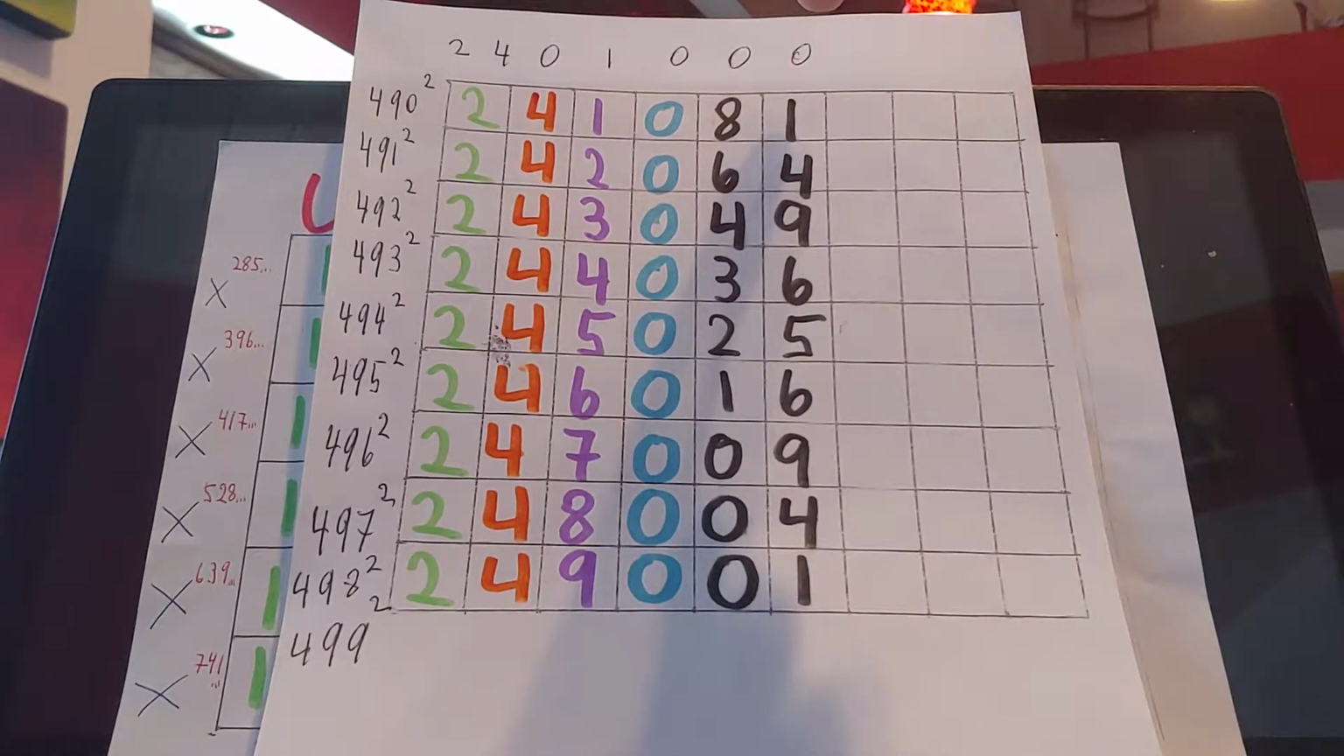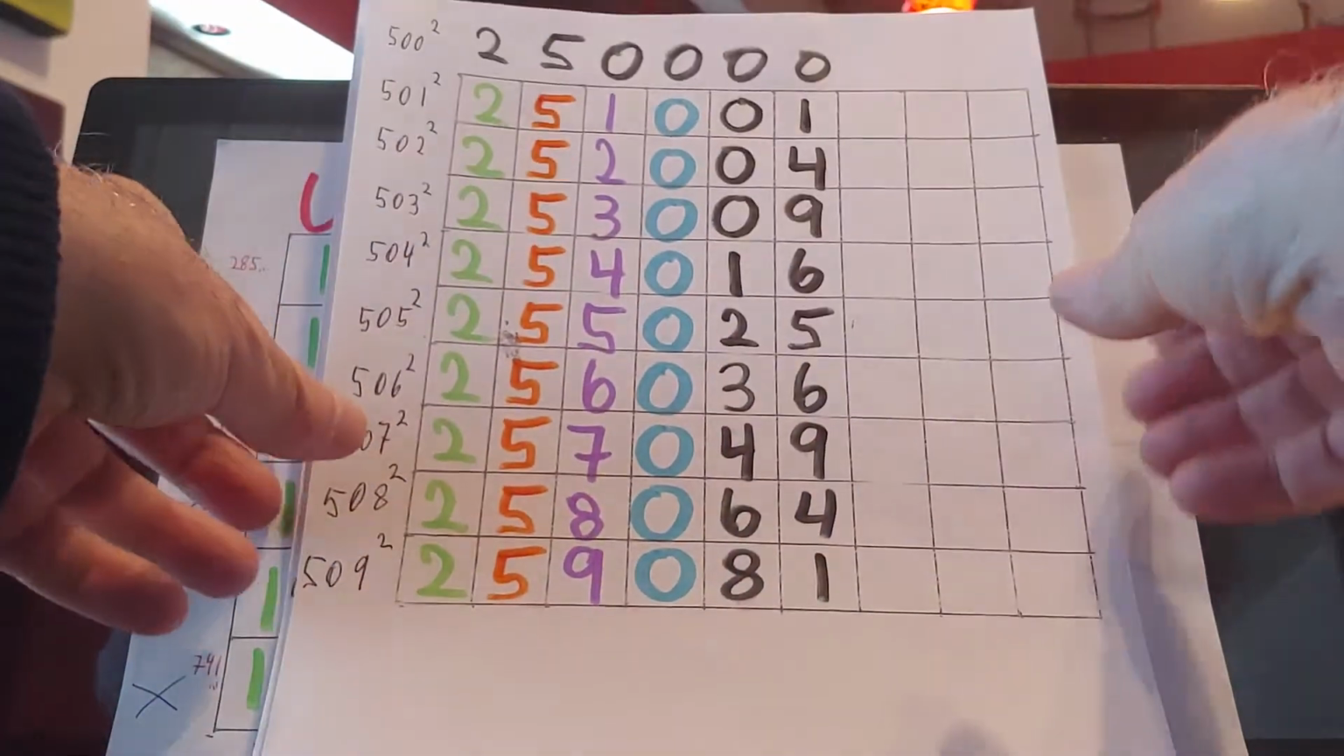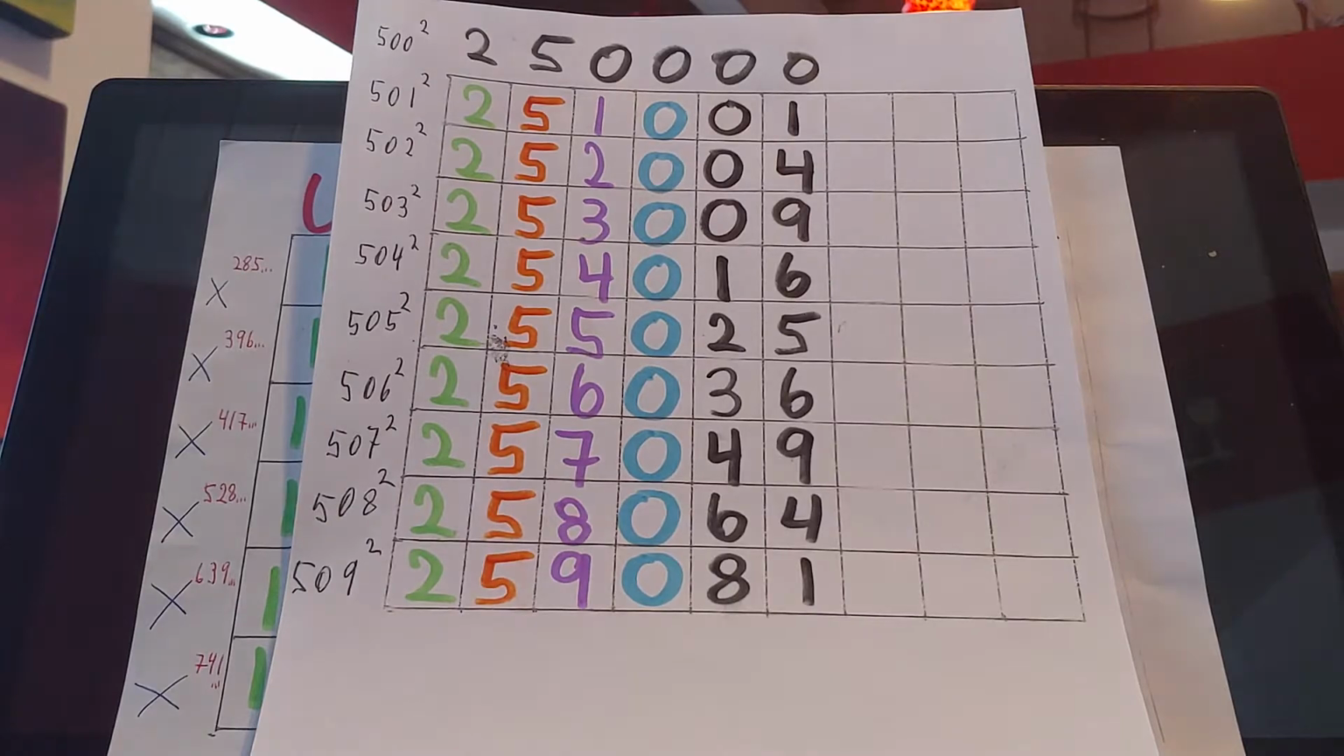Up here it's going to be 0, 0. And if we keep going, in that direction, it's going to go 2, 1, because 11 squared is 121. Then it's going to end with 44, because 12 squared is 144. Then it's going to end with 69, because 13 squared is 169. And that's where these numbers are coming from, and they're always following the sequence.